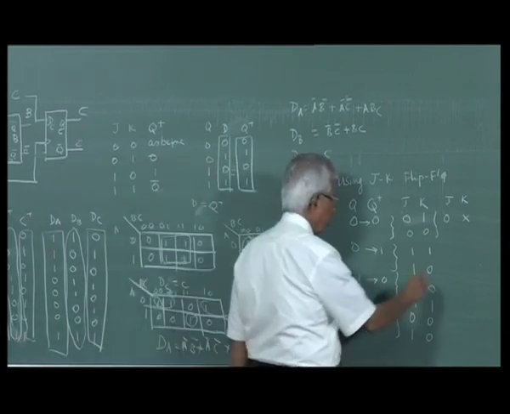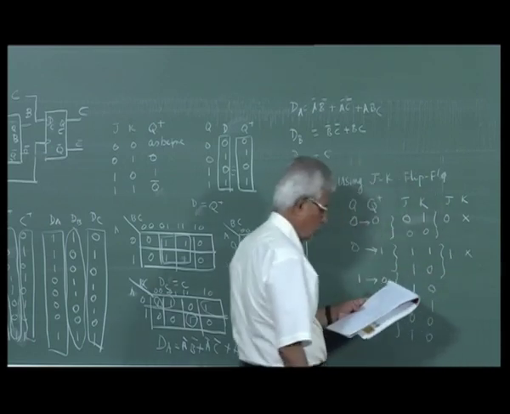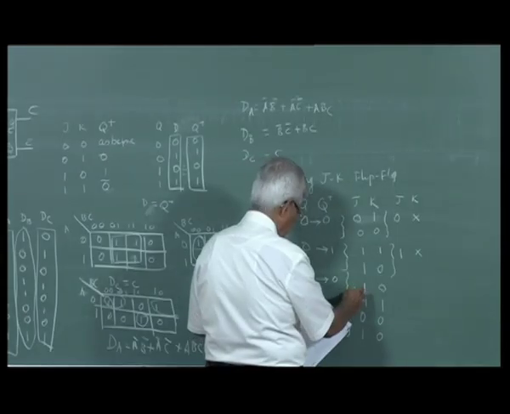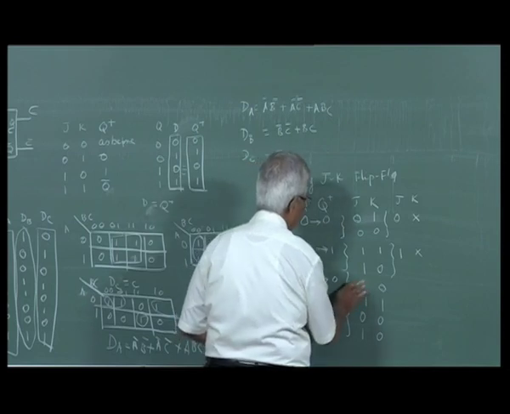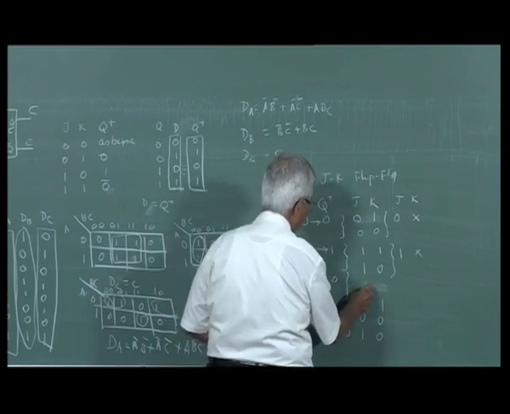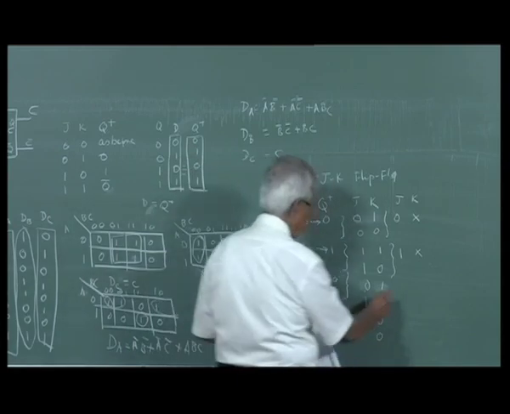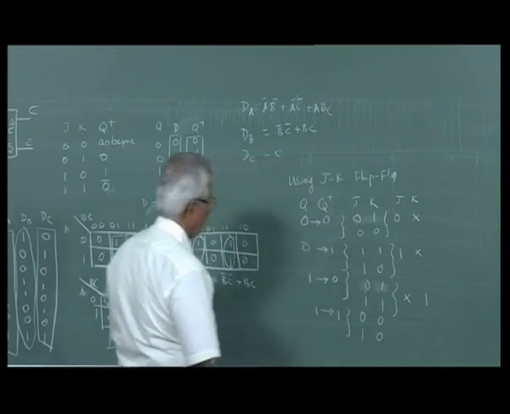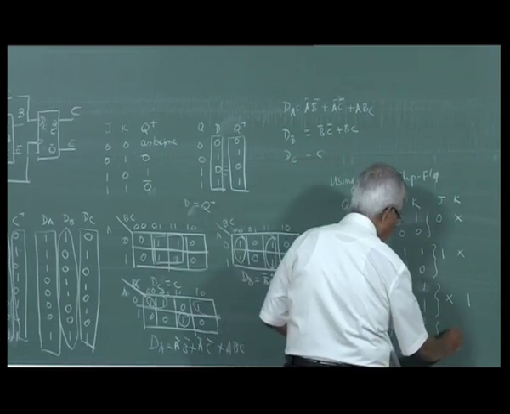In this state, J has to be 1, K can be 1 or 0. In this state, 1 0 can happen if 1 1 or if K is equal to 1 and J is equal to 0. I have written the opposite. That means this has to be 1, this can be either 0 or 1. Now, the last one is this can be, do not care, this can be 0.